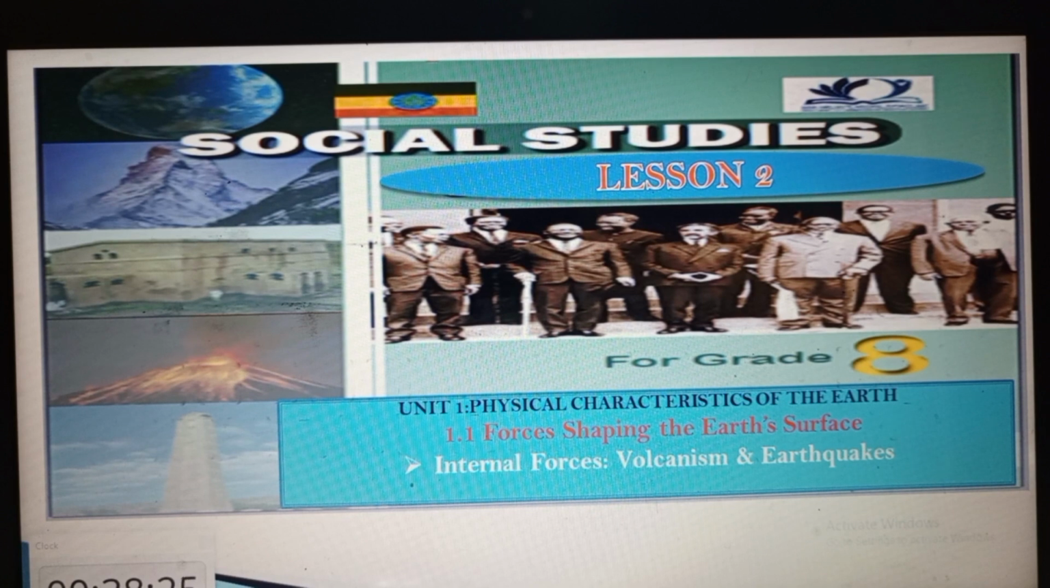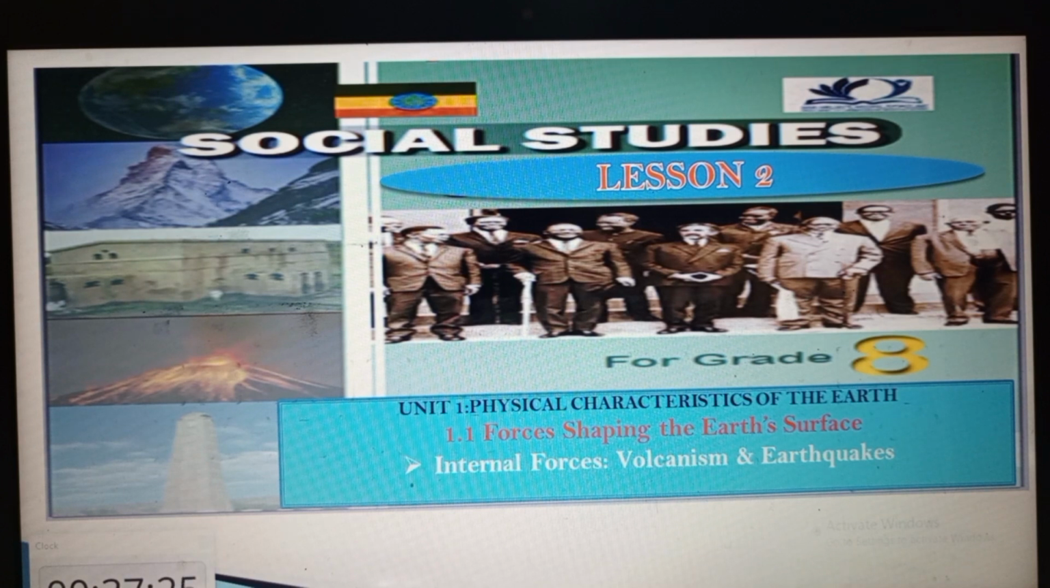As I told you in video 1, there are several forces that can influence the external part of the land surface. These forces can be divided into two: the internal force and the external force. Internal forces, also known as endogenic forces, and the external forces called exogenic forces. The internal forces can be divided into four categories. These are folding, faulting, volcanism, and earthquake. And we have seen the first two forces, folding and faulting.